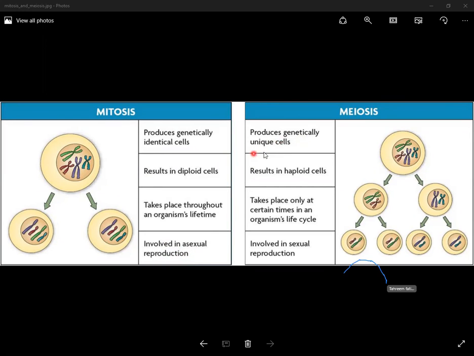Meiosis produces genetically unique cells because here two divisions take place. It results in haploid cells. Haploid means half the number of chromosomes. It takes place only at a certain time in an organism's life cycle when it produces gametes. Since meiosis occurs only in gamete production, it is involved in sexual reproduction. Okay, students, have you got it?